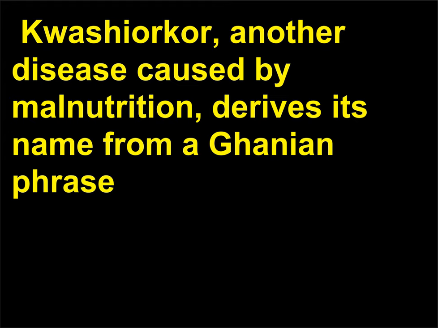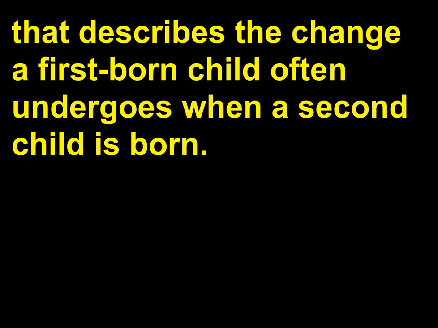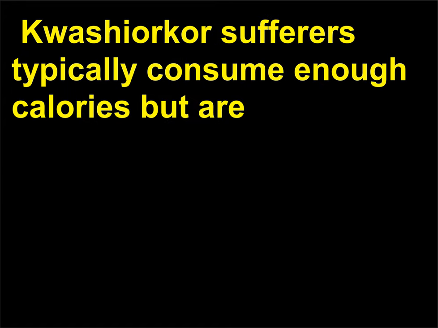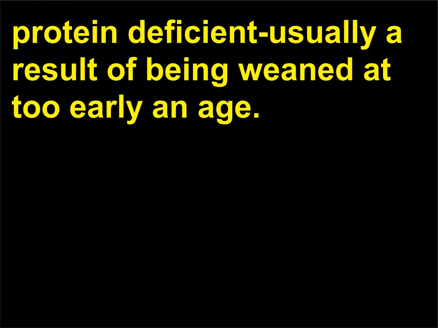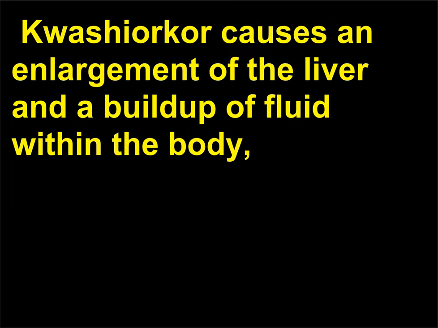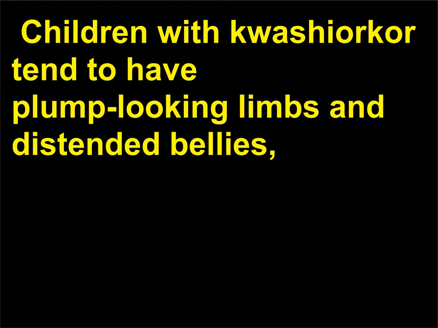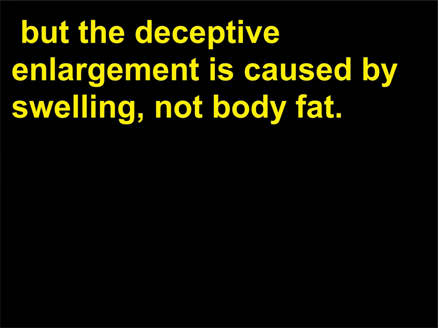Kwashiorkor, another disease caused by malnutrition, derives its name from a Ghanaian phrase that describes the change a firstborn child often undergoes when a second child is born. Kwashiorkor sufferers typically consume enough calories but are protein deficient, usually a result of being weaned at too early an age. Kwashiorkor causes an enlargement of the liver and a buildup of fluid within the body, particularly in the belly. Children with kwashiorkor tend to have plump-looking limbs and distended bellies, but the deceptive enlargement is caused by swelling, not body fat.